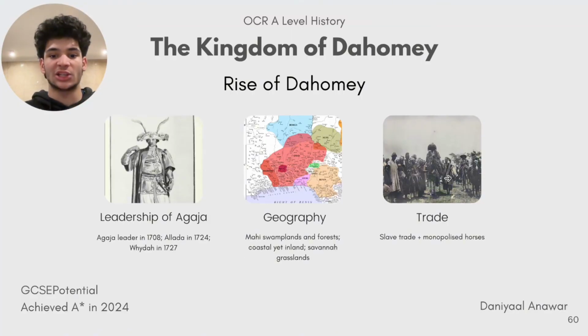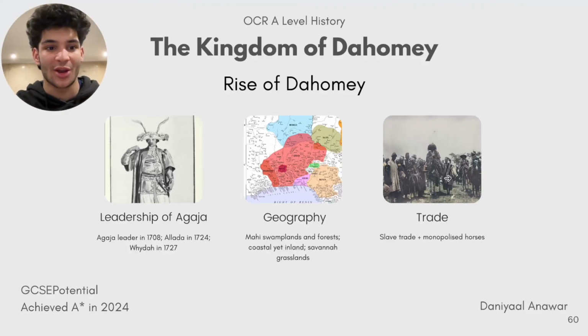But anyways, leadership of Gaja, geography and trade. 3 factors which led to the rise of Dahomey. So Gaja was the, I don't even know how to pronounce his name, but he was the leader in 1708. So he was sort of the guy who led the rise of the Dahomey Empire, or the Kingdom of Dahomey. He took Alada in 1724 and Wida in 1727, both of which were very strong regions in and of themselves. He completely took them. So a lot of similarities between him and Sonni Ali, some would argue.